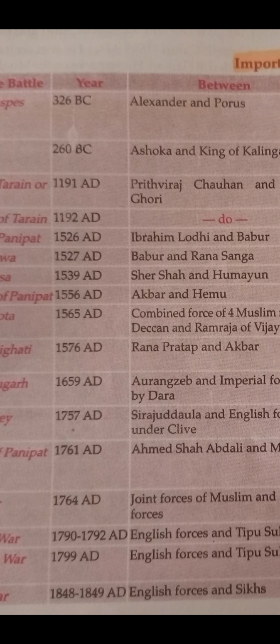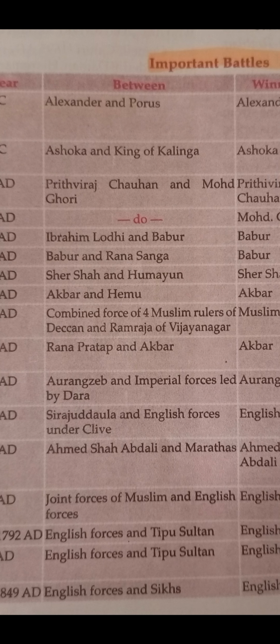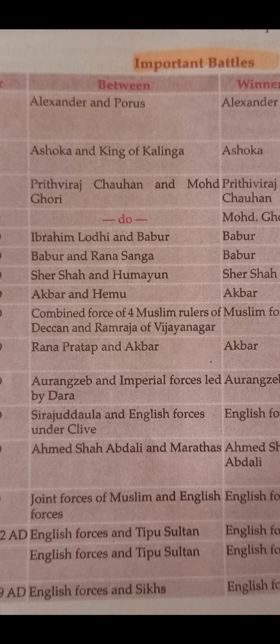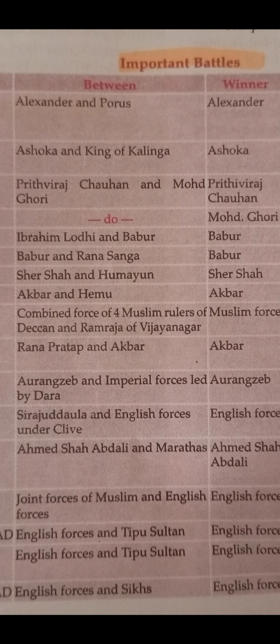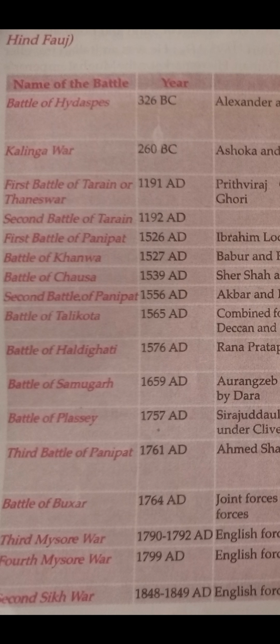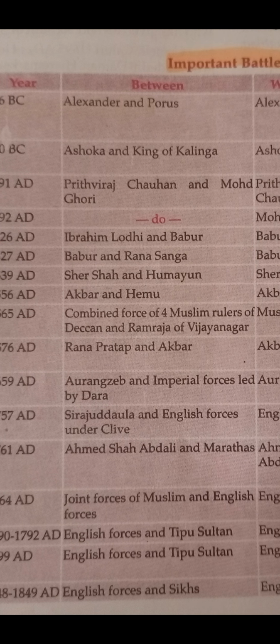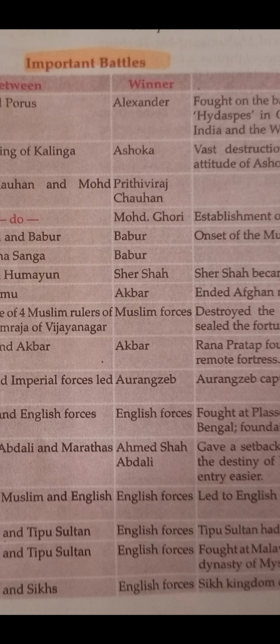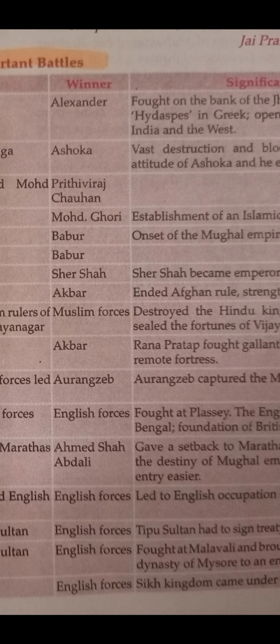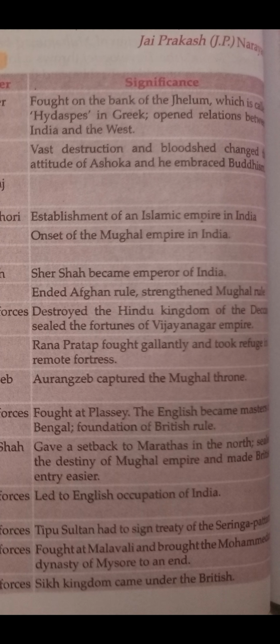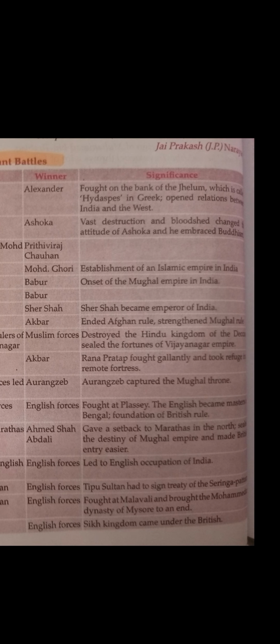Next, Samugarh took place in the 17th century, in 1659, between Aurangzeb and imperial forces led by Dara. That means the Aurangzeb period had started. So the 17th century Aurangzeb fight is Samugarh, 1659, against imperial forces led by Dara. It was won by Aurangzeb, and he captured the Mughal throne.